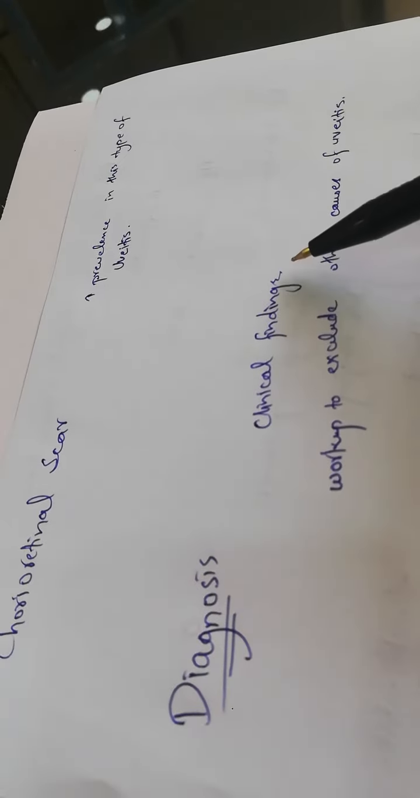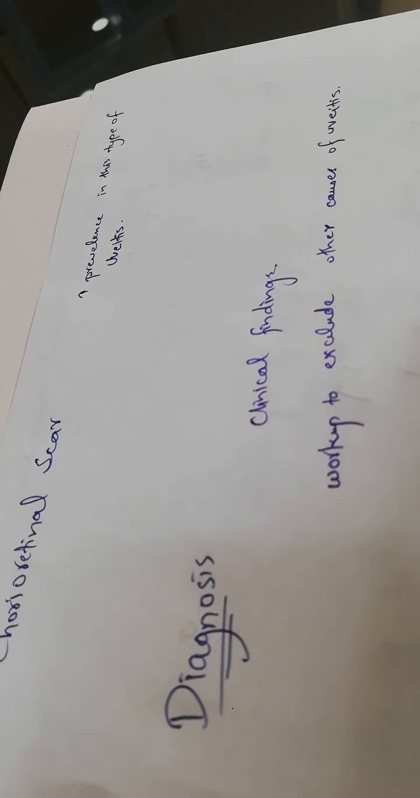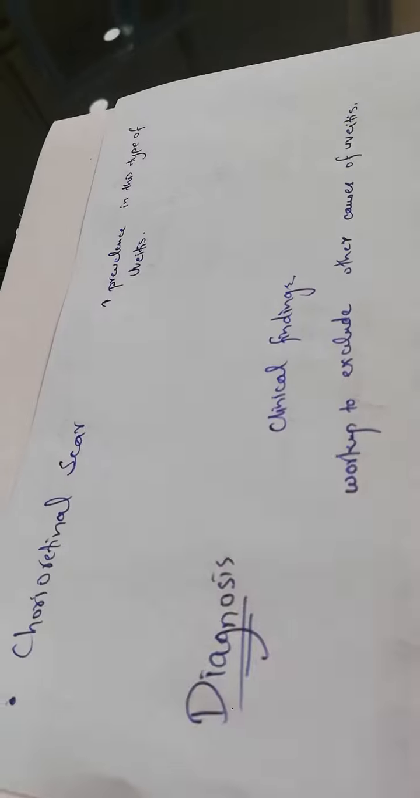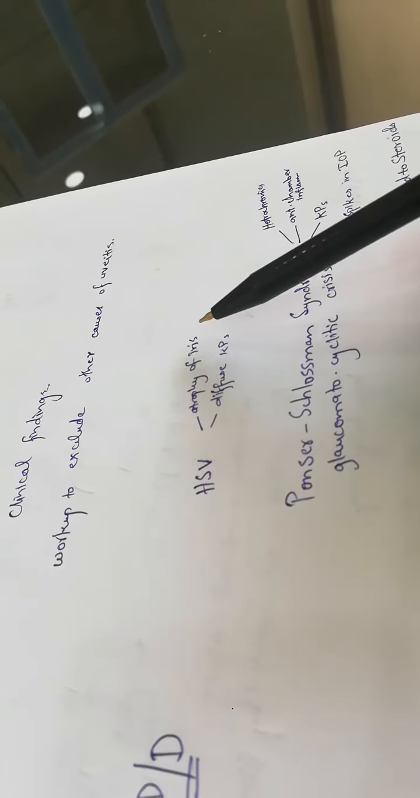Okay, so how do we diagnose this syndrome? We diagnose it on the constellation of the clinical signs that we find, and workup is only done to exclude the other causes of uveitis. On differential diagnosis, we have to keep HSV and Posner-Schlossman syndrome in mind. What happens in HSV is that we have atrophy of iris and diffuse keratic precipitates. So if we are seeing atrophy of iris and diffuse KPs in Fuchs heterochromic iridocyclitis, we also have to exclude HSV.